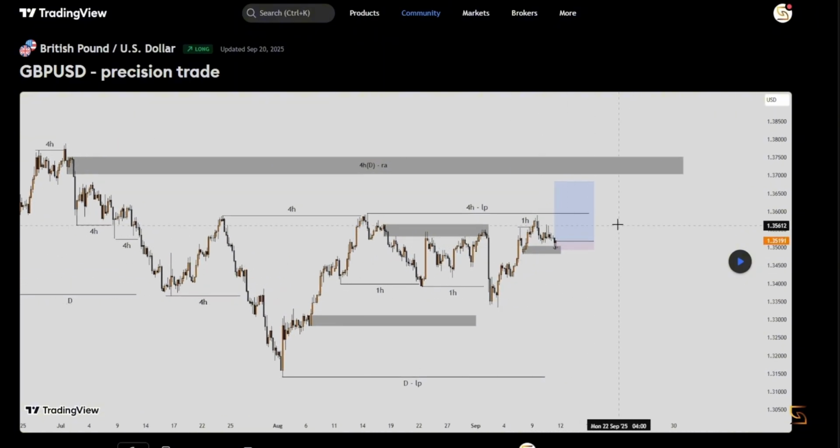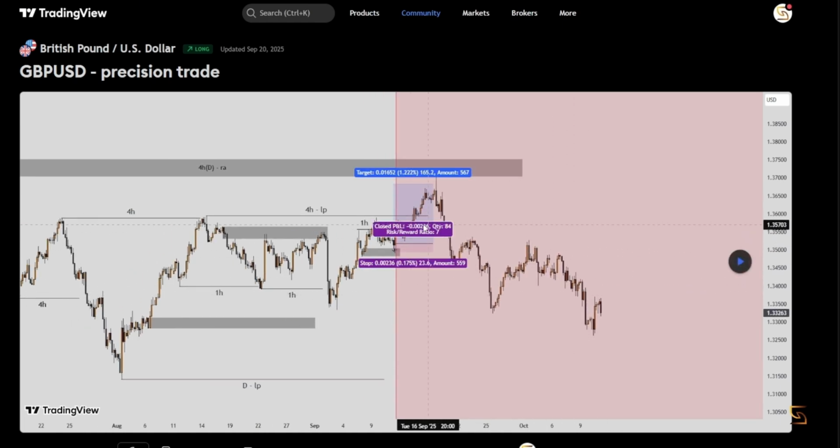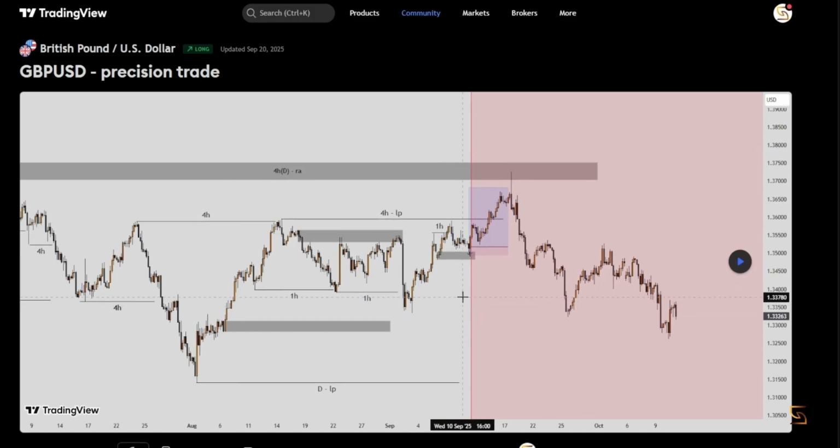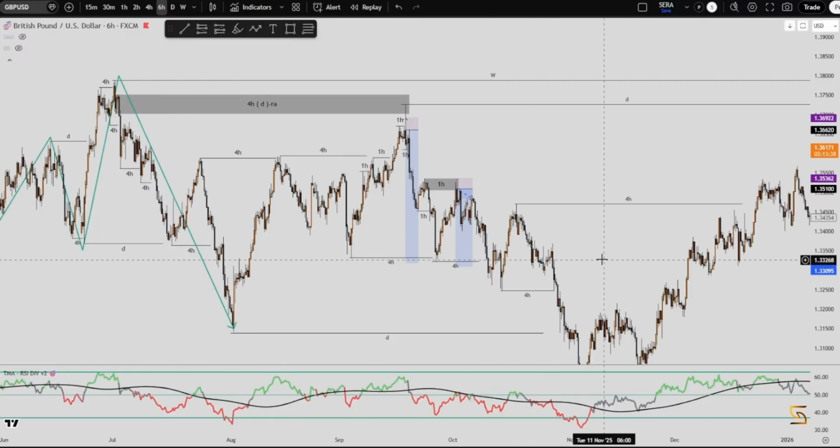Also, here is a second counter-trend trade, which is a trade with a risk-to-reward ratio of 1:7 and a total target of 165 pips. As you can see, the target is reached. Because these positions are counter-trend trades, we obviously have a much smaller profit target. Let's continue with our analysis.